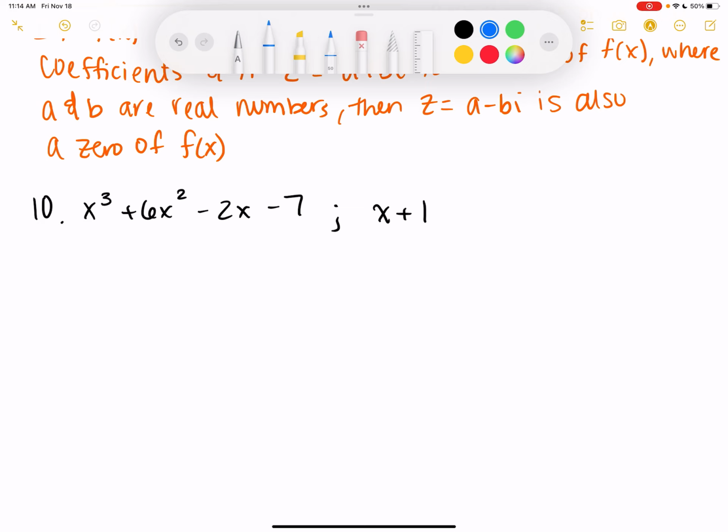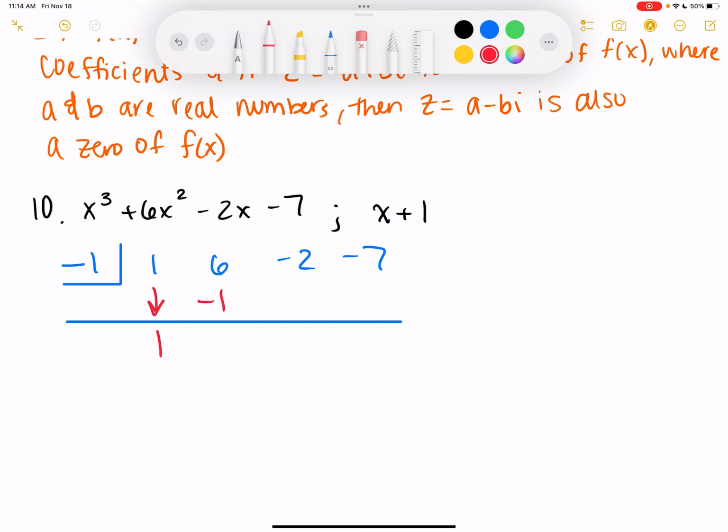So we use the opposite sign when it's given to us like this, so -1, and then we have 1, 6, -2, -7. Bring down the 1, times -1 is -1, plus 6 is 5, times -1 is -5, minus 2 is -7, times -1 is +7, and minus 7 is 0. So that means that x plus 1 is a factor.